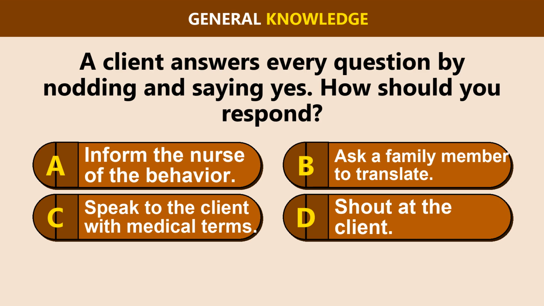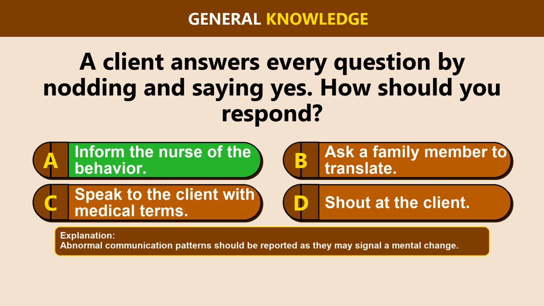Question 21. A client answers every question by nodding and saying yes. How should you respond? Option A, inform the nurse of the behavior. Option B, ask a family member to translate. Option C, speak to the client with medical terms. Option D, shout at the client. The correct answer is option A. Inform the nurse of the behavior. Abnormal communication patterns should be reported as they may signal a mental change.